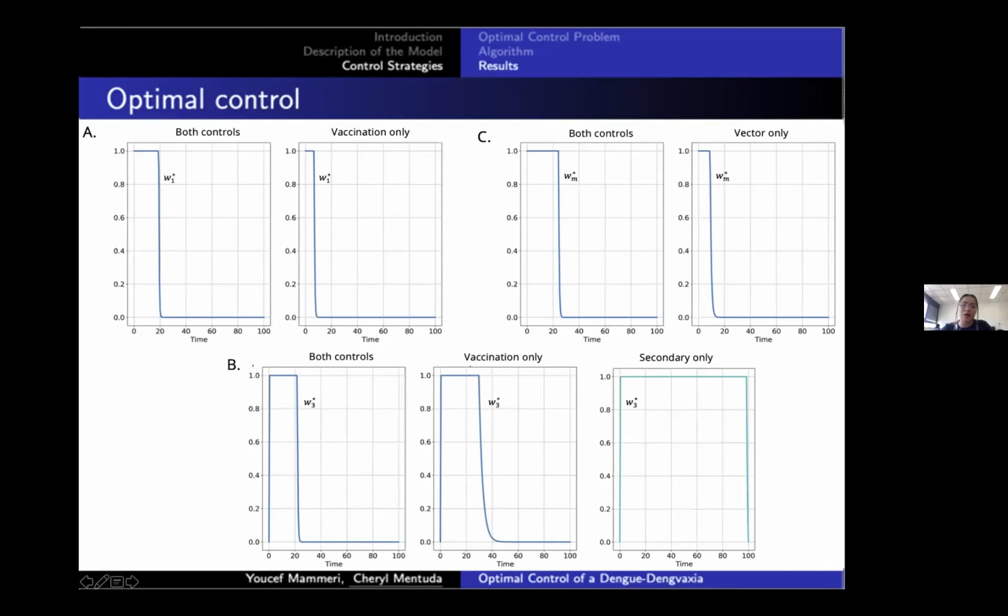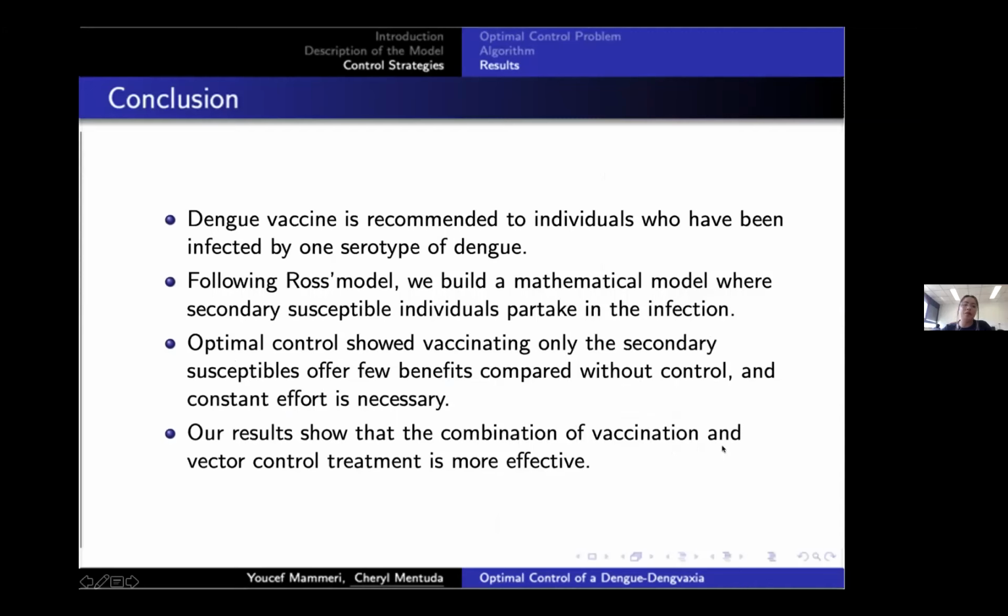So for the conclusion, dengue vaccine is recommended to individuals who have been infected by one serotype of dengue. And we have shown that vaccinating only the secondary susceptible offers few benefits compared to without control, and constant effort is necessary. Our result shows that the combination of vaccination and vectorial control treatment is more effective.